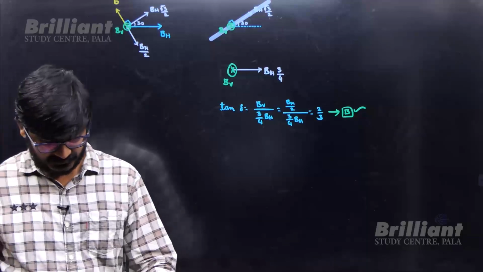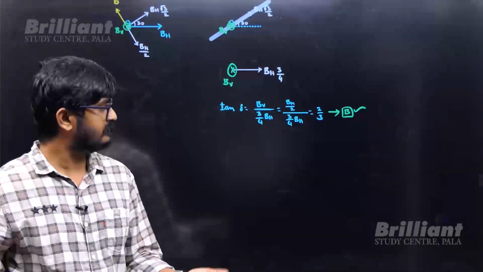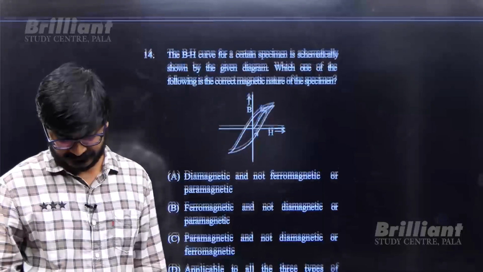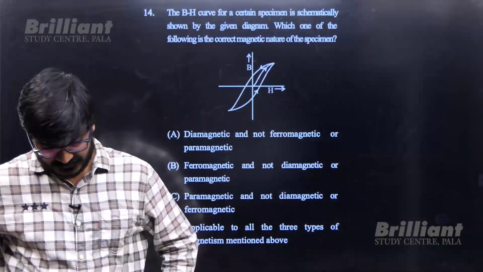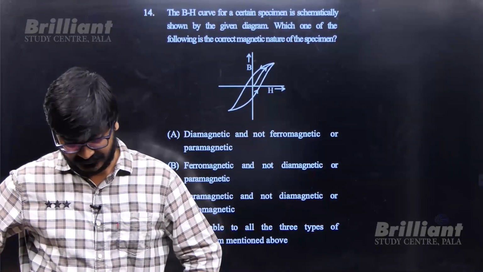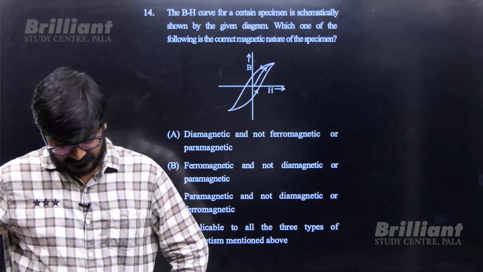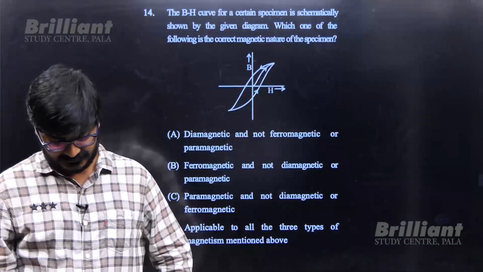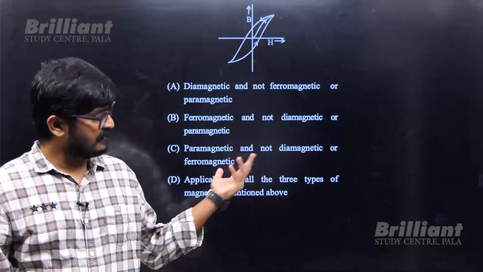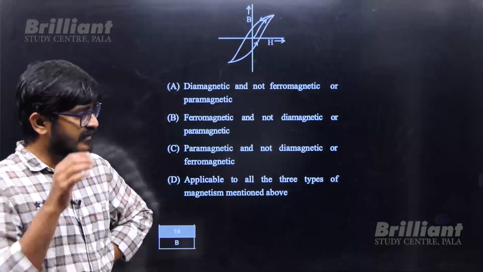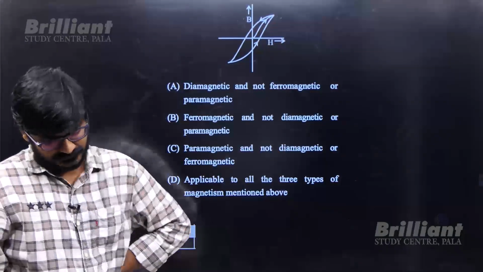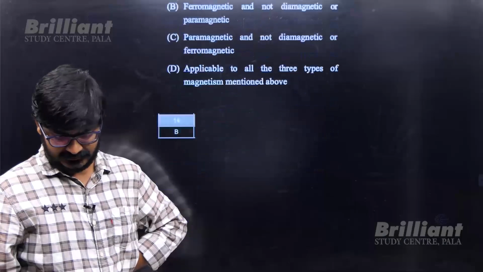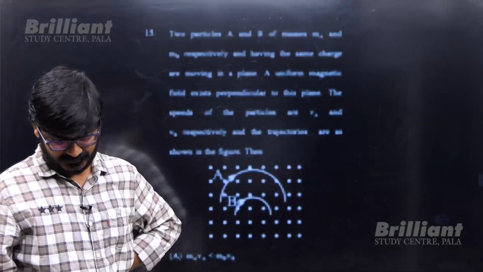Yeah, it depends on how you learnt it. So this is how I do it. Next question goes like, the BH curve for a certain specimen is schematically shown. Which of the following is its magnetic nature? So that specimen is only ferromagnetic, right? You must have seen in NCERT, it happens only for ferromagnetic.